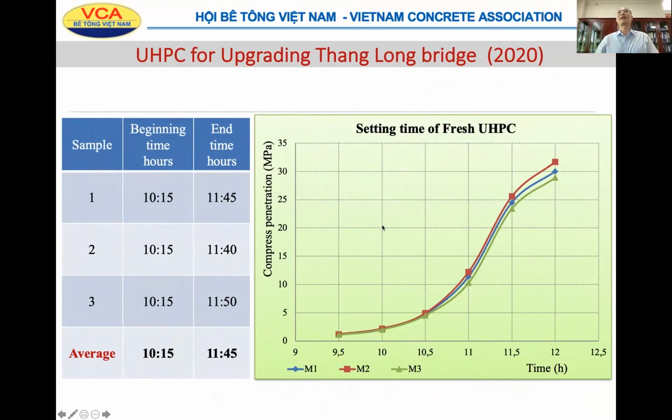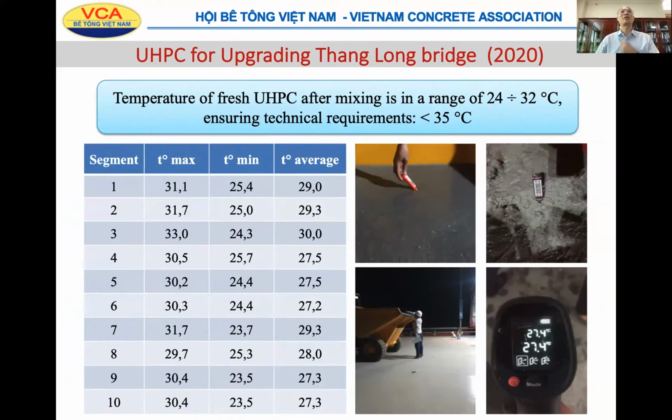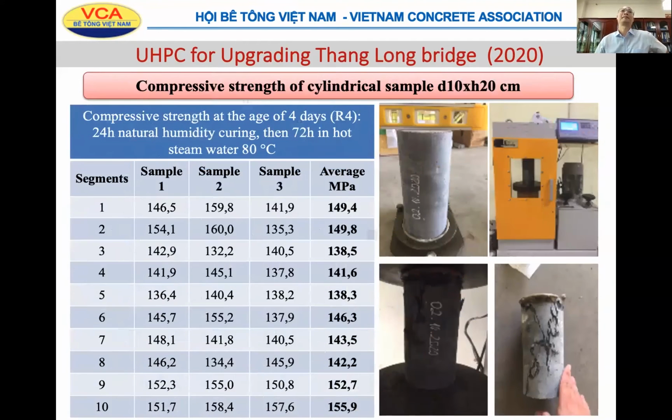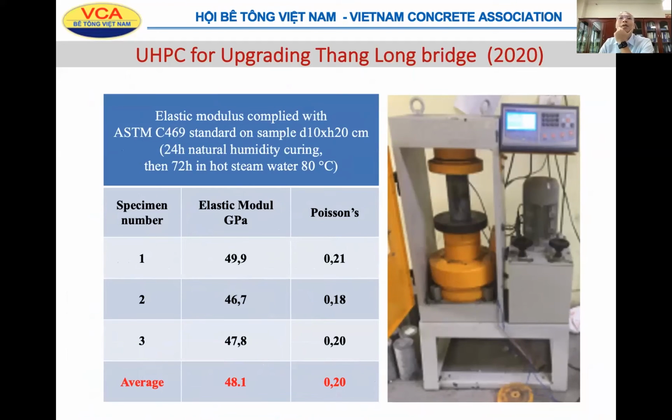We test the setting time of fresh UHPC, and it can last for 12 hours. From beginning about 10 hours and end time about 12 hours. And the temperature measured when construction is less than 25 degrees. The compressive strength is higher than 140 MPa. Many specimen tests, and we use steam water curing at 80 degrees for 42 hours after 24 hours natural humidity. The tensile strength is above 11 MPa. Elastic modulus, we also test and average 48.1 GPa and Poisson ratio 0.2.